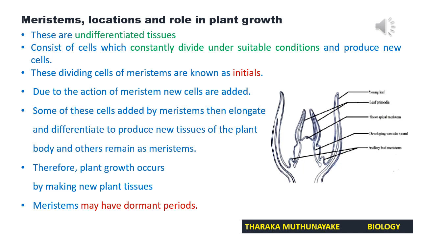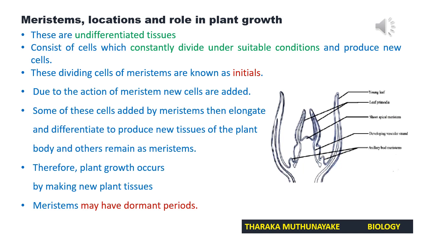But think about cold conditions, or if you consider a temperate country, there's a winter season. During the winter, temperature is very low. Very low temperature is not suitable for plant growth. And also dry conditions are not suitable for plant growth. Then in such unfavorable conditions, initials also remain inactive. Then when the conditions become favorable again, initials or meristems can reactivate and start to produce new plant cells. That's why it is said meristems may have dormant periods.